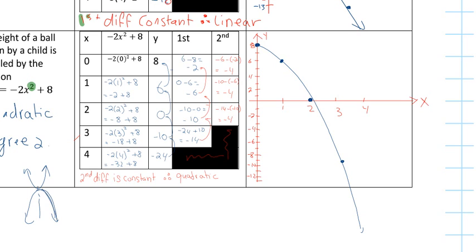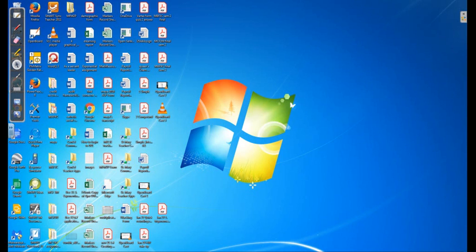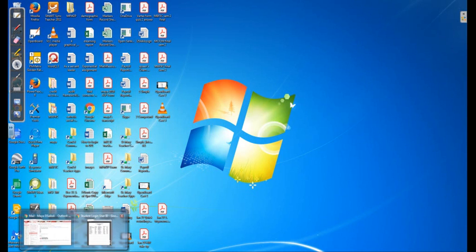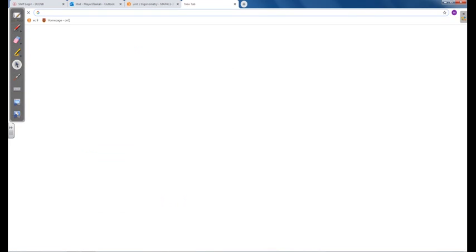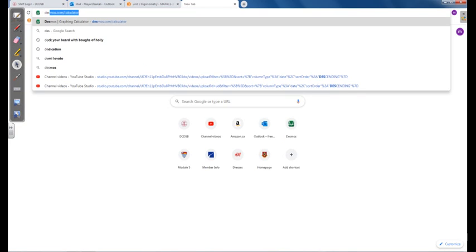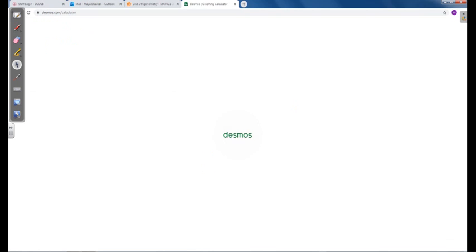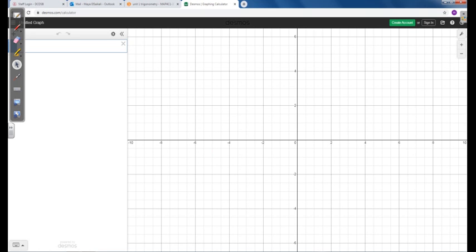So here's what I want to show you. There is an app or a website that's a graphing calculator, okay? And it's called Desmos. Some of you have used it before. You can download the app or you can use the website.